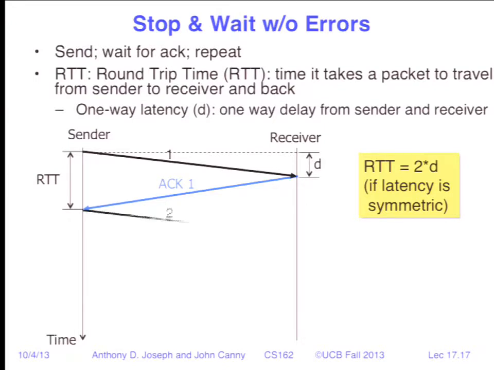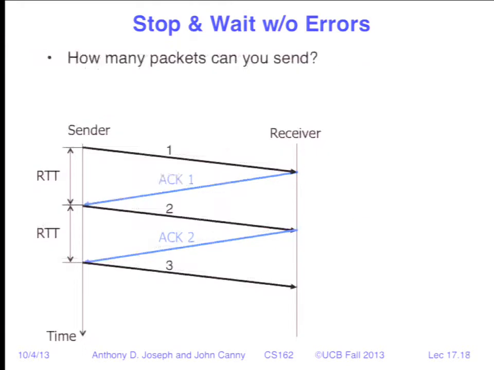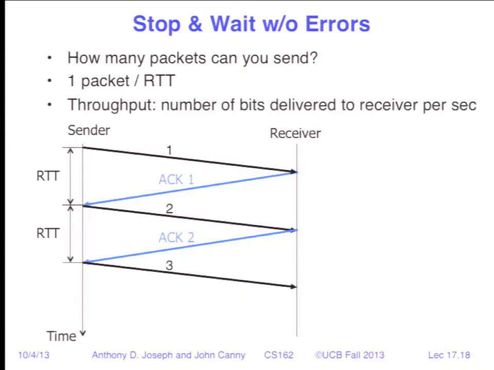So that's the time to get the packet out and back. Now we can send our second packet. Once that's received at the receiver, it sends back an acknowledgment for 2. That takes another round trip time. Now we can send packet 3, and so on. How many packets can you send? You can send one packet every round trip time. Here's one round trip time and we sent one packet. Here's another round trip time and we sent one packet. We'd have to wait for this to come back, and that would be another round trip time, and we'd send our third packet. So we can now ask, what's the throughput? How many bytes are we getting from our sender A to receiver B? That's the number of bits that get delivered.